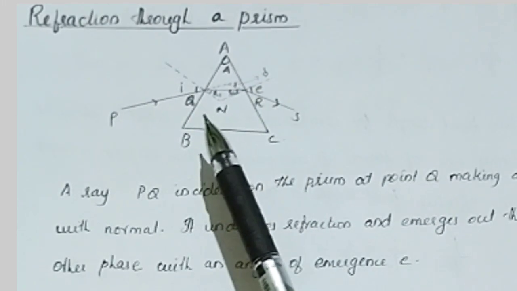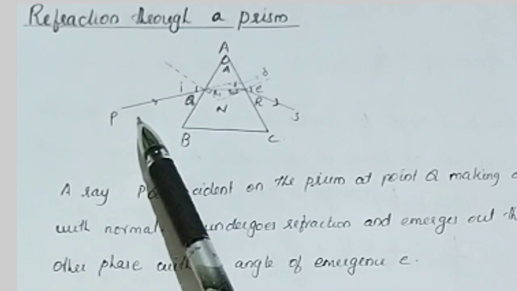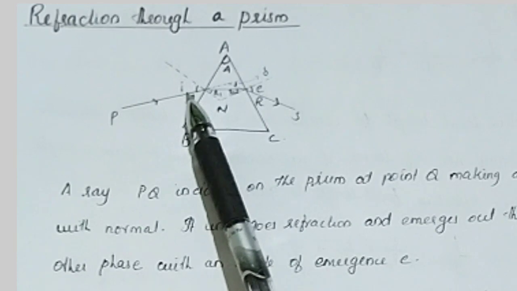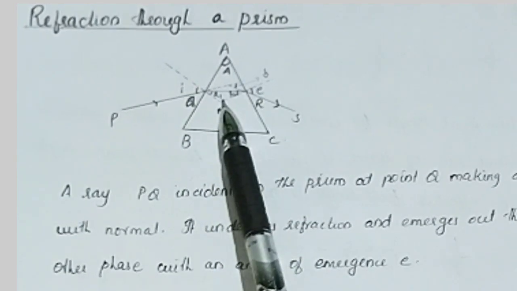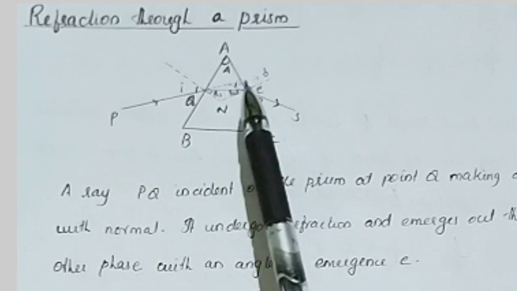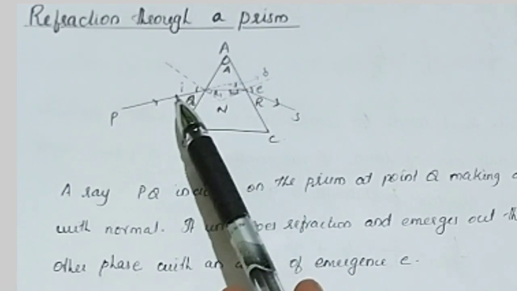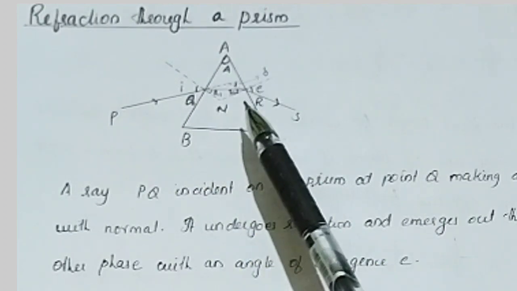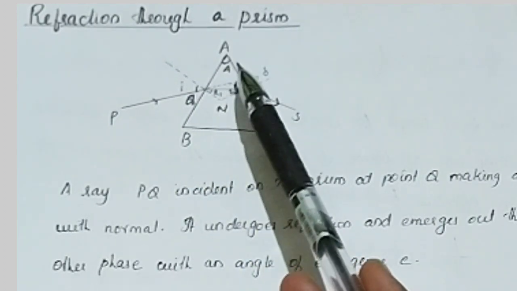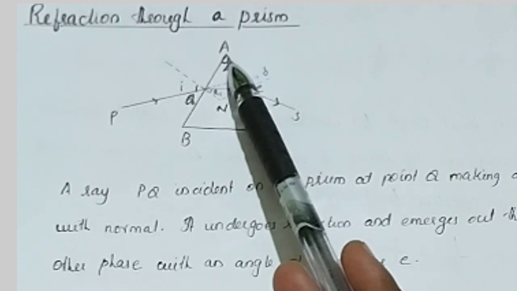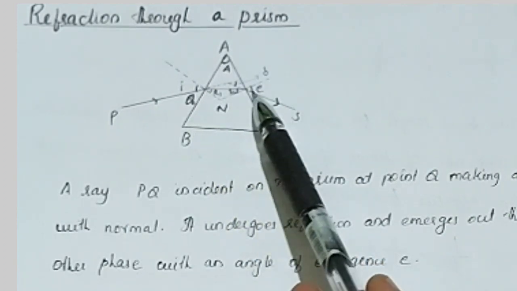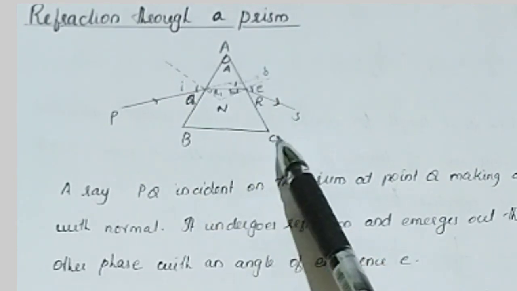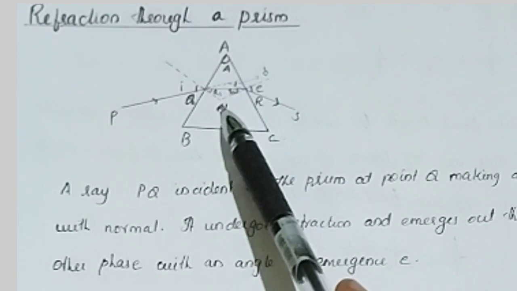So in refraction through a prism, we have to understand the process of refraction occurring through a prism, and also the angle of incidence, two angles of refraction and an angle of emergence, and also the angle of deviation, which is the angle between the incident ray and the emergent ray. In the figure here, we are going to analyze by considering the quadrilateral AQNR. The normals on both the faces AB and AC are extended and they meet at N.